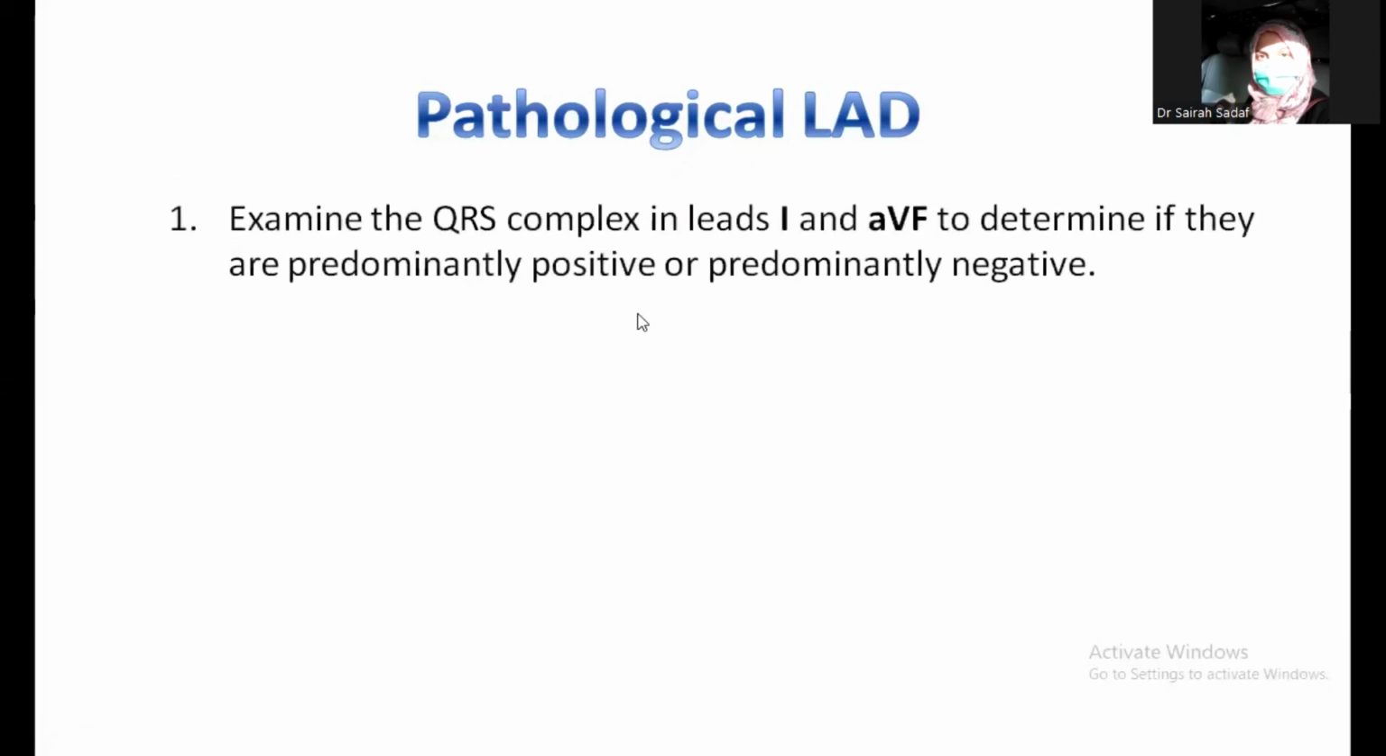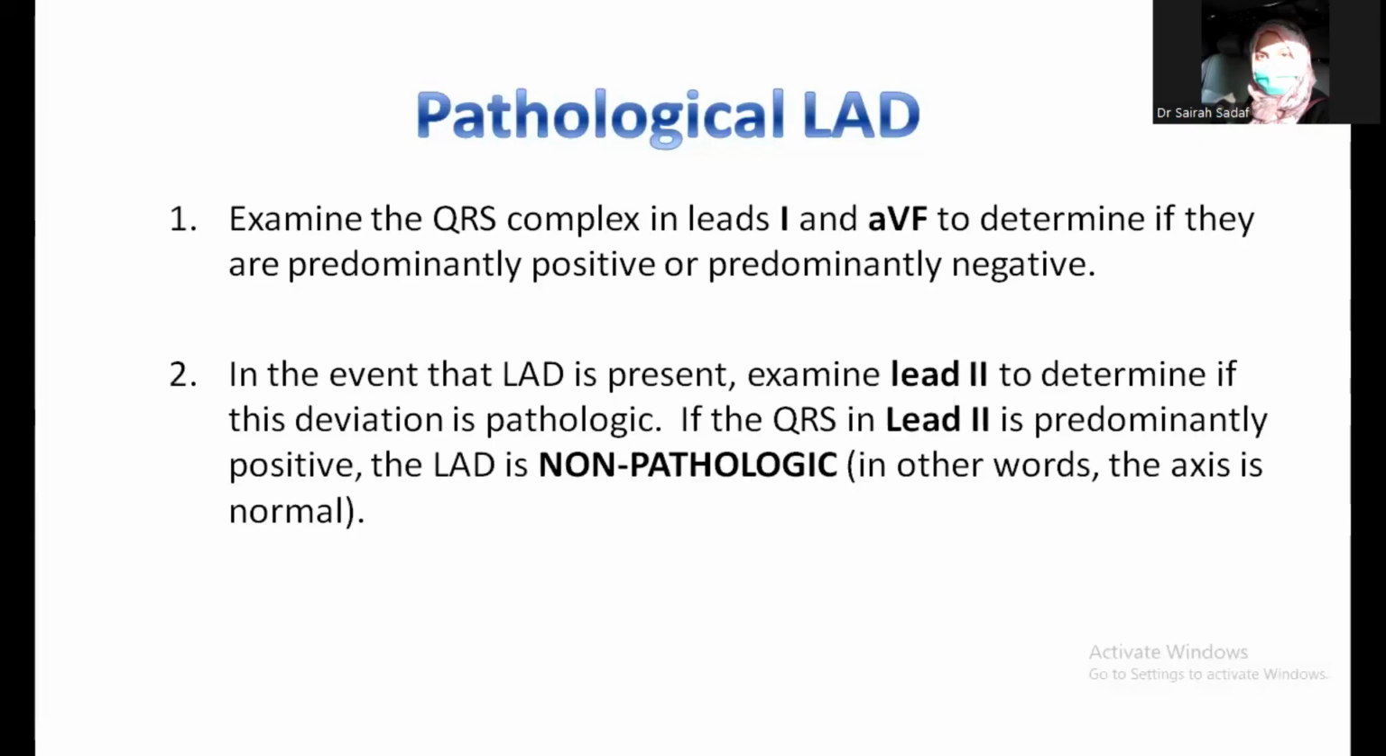First of all, you are going to examine the QRS complex in lead 1 and lead AVF to determine if they are predominantly positive or predominantly negative. Done? So you will decide that it's left axis deviation. Now, in the event that the left axis deviation is present, look at the QRS complex in lead 2. If in lead 2 there is a predominantly negative deviation, it means that it's pathological. But if the QRS complex in lead 2 is predominantly positive, then it means that the left axis deviation is non-pathological.